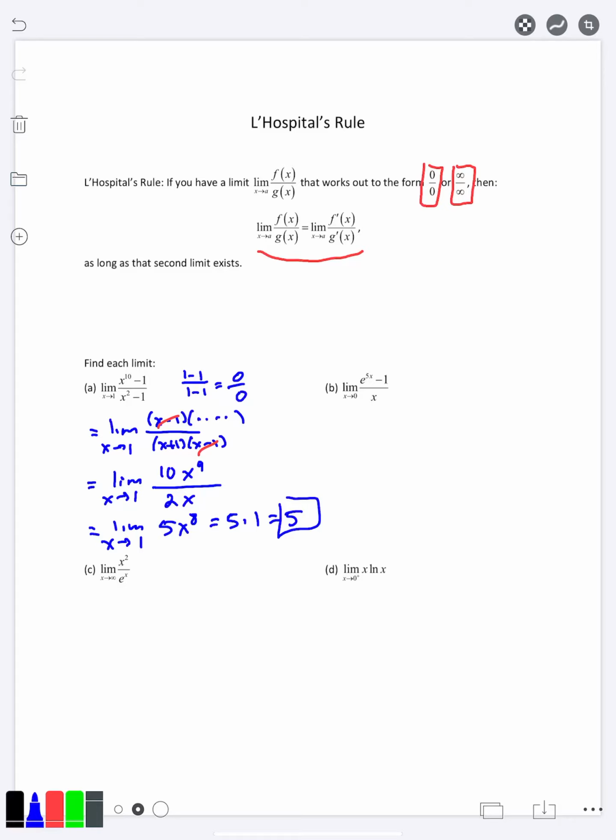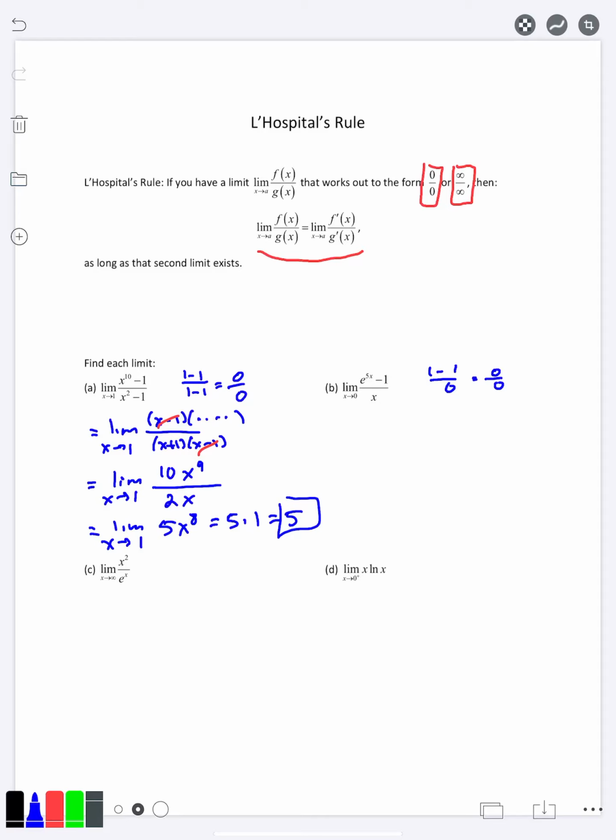Okay. The next limit here is going to be something similar. We have the limit as x goes to 0 of e to the 5x minus 1 over x. And if we plug in 0 for top and bottom, we'd have 1 minus 1 over 0, which is 0 over 0. So therefore, we can't actually plug it in there.